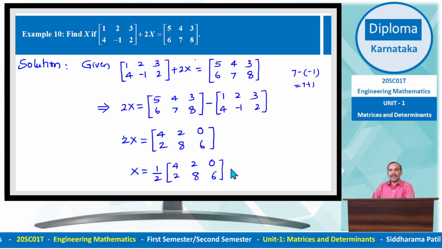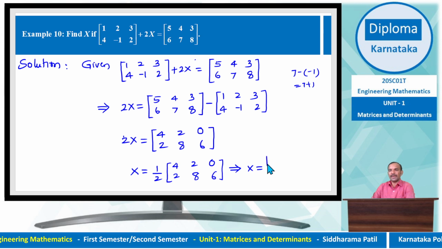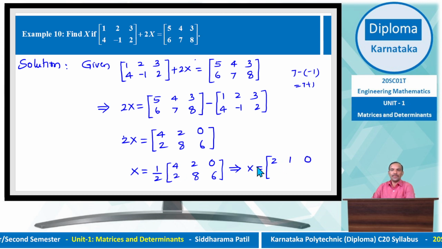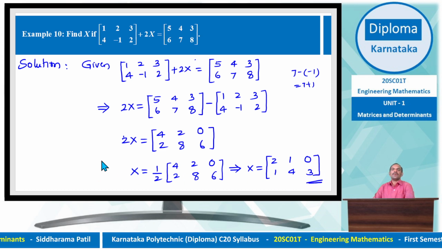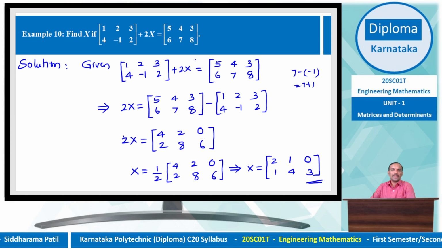Now which implies x equal to, if you multiply by 1 by 2, what happens? 1 by 2 into 4 is 2, 1 by 2 into 2 is 1, 0, 1 by 2 into 2 is 1, 1 by 2 into 8 is 4, 1 by 2 into 6 is 3. Now this is the required answer for x.